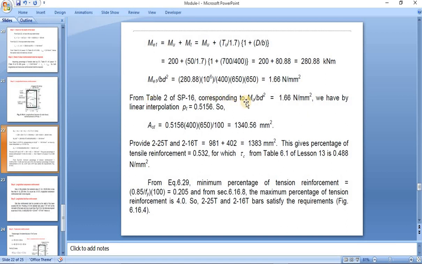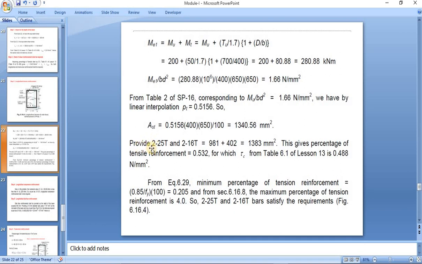From table number 2, if I get the value of MU by BD square, corresponding to that I directly get the percentage of longitudinal steel. There is no need to calculate AST singly, doubly, and all those things. Directly I get the percentage of steel based on this MU by BD square value. According to that, AST I have calculated. So AST is 1340.56 mm square according to them.